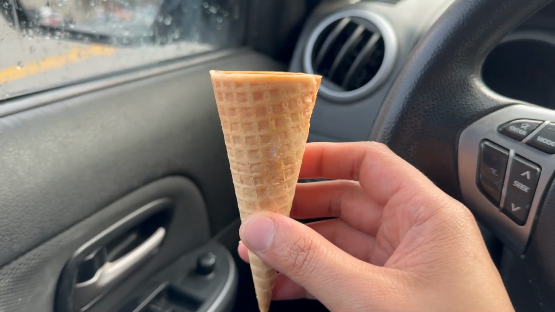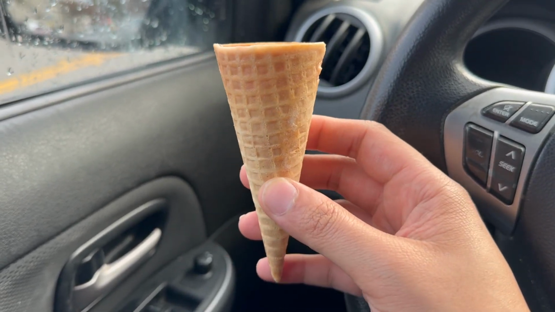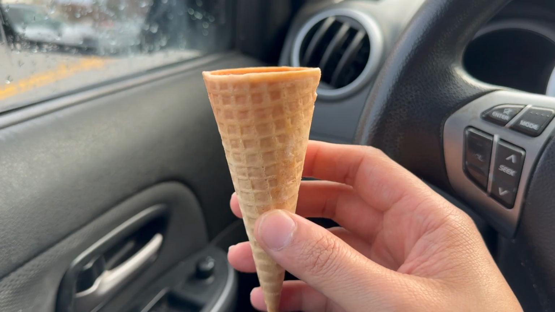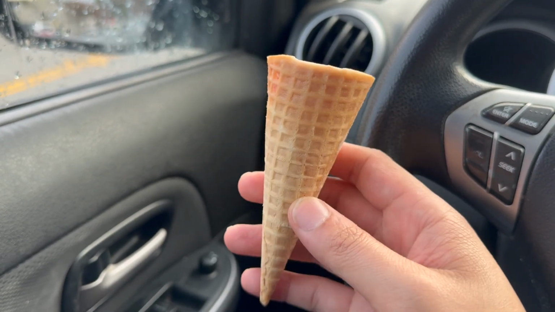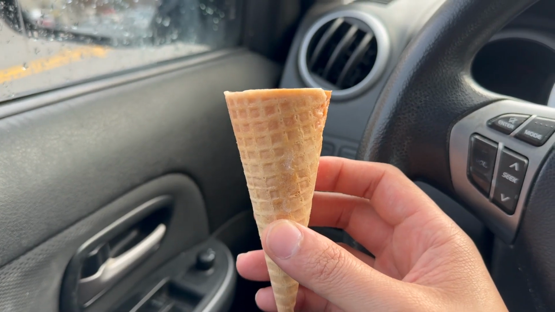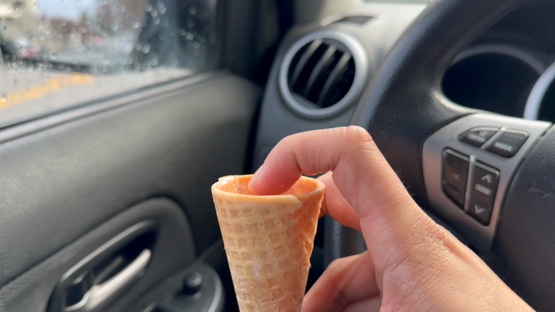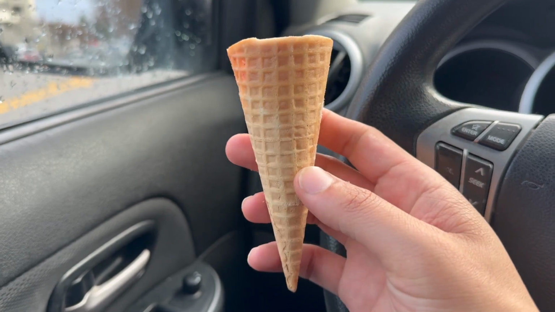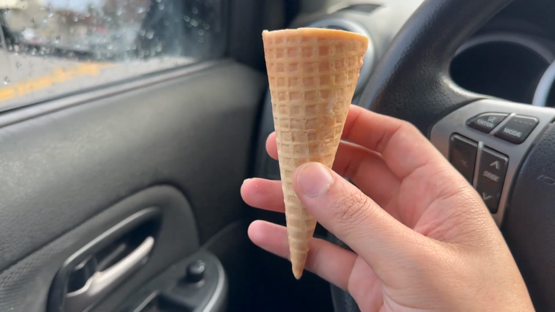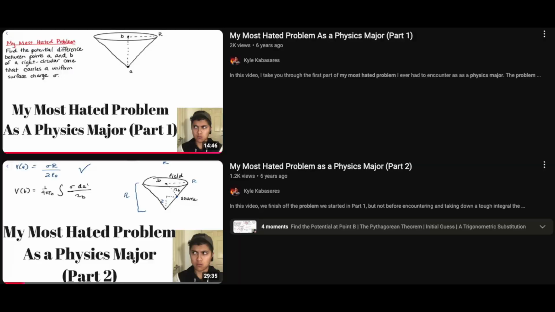So I was eating this ice cream and I had a memory when I looked at this cone. And the memory is this problem from Griffiths Electrodynamics that involves calculating the electric potential difference between the bottom and the top of an electrically charged cone. I actually made a video about it on my YouTube channel years ago.